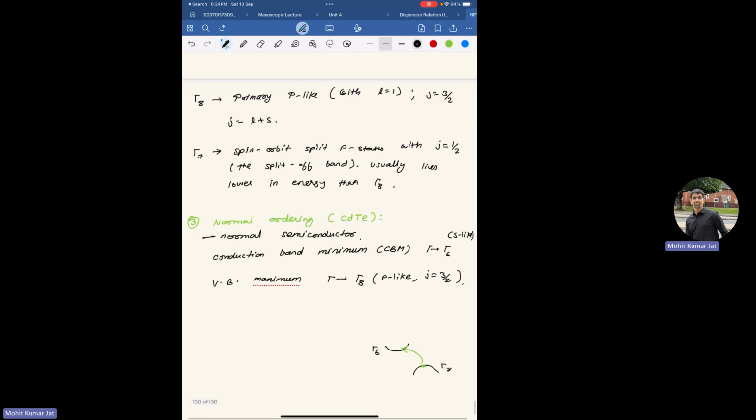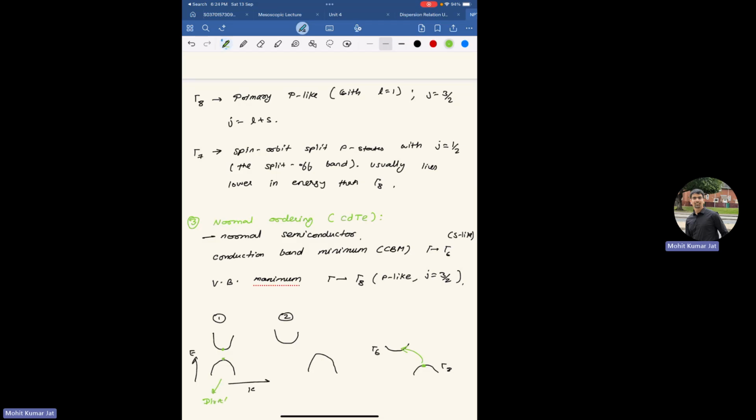What does this direct band gap mean? This is your k axis and this is your energy. You can have a band gap like this, and another kind like this, where the conduction band minimum and valence band maximum lie on top of each other. This is known as the direct band gap.